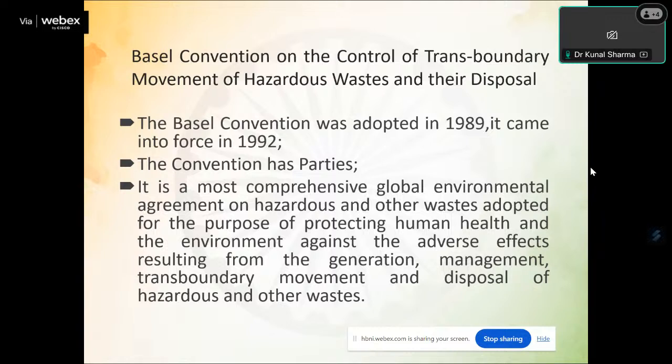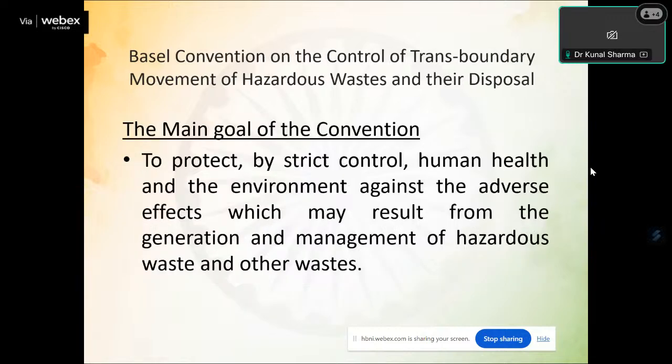So all these things are very much important. After 6 months, 1 year, 2 years, 10 years, what is the impact of all these hazardous materials or chemicals which have been disposed of anywhere? We think that it is a disposed material, but the hazards associated with that material are very much a concern. So we are focusing on this transboundary movement, and the Basel Convention directly talks about hazardous waste and its properties. The main goal of the convention was to protect, by strict control, human health and the environment against the adverse effects which may result from the generation and management of hazardous waste and other waste.